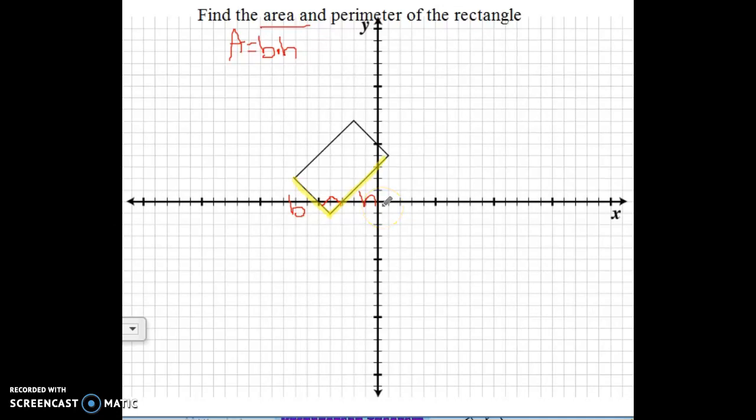Alright, so to find the area, I have to find the length of the base and the length of the height, and then multiply them together. So again, you have two options. You can do Pythagorean theorem, or you can do the distance formula. I'm going to show you one of each.